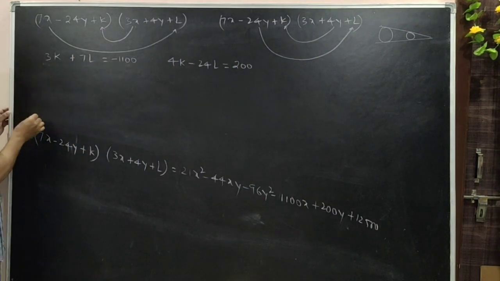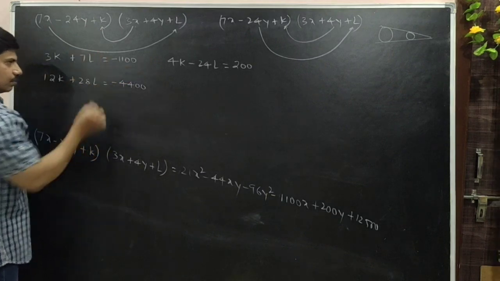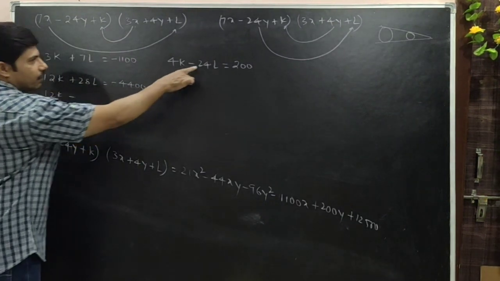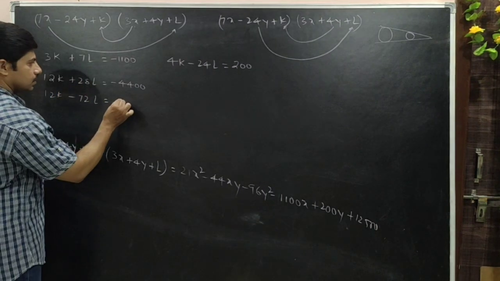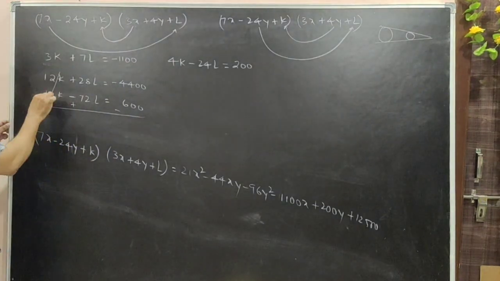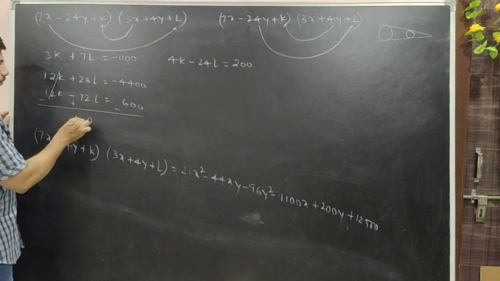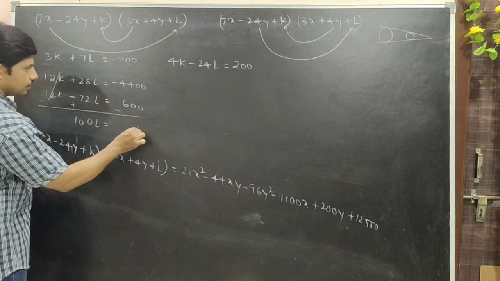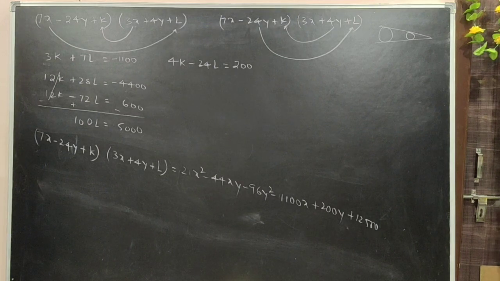So this equation I'll multiply with 4. 4 3s are 12, 4 7s are 28, 4 11s are 44, 4400 on the right side. And this I will multiply with 3: 3 4s are 12, and 24 3s are 72, then we are multiplying with 3, so 3 2s are 600. Now we will subtract. So if I subtract, plus 12k minus 12k cancel. Now 28l and 72l, if you add, we will get 100l is equal to minus 4400 minus 600, which is minus 5000.